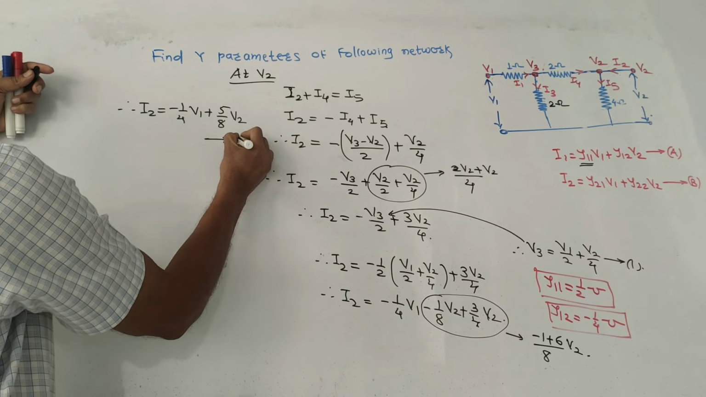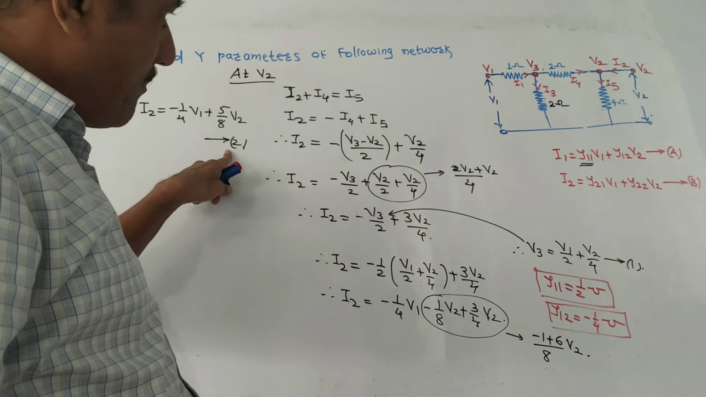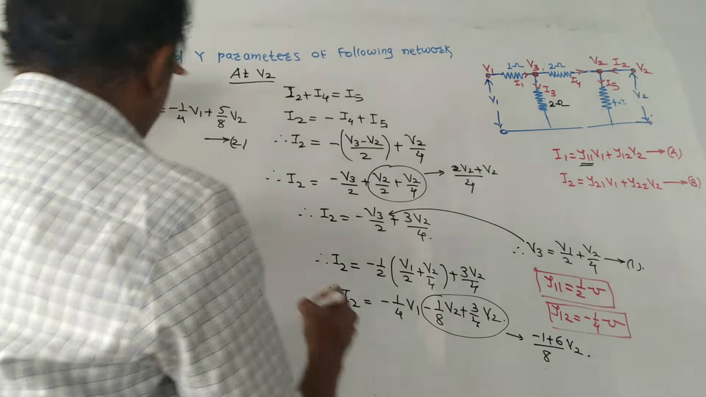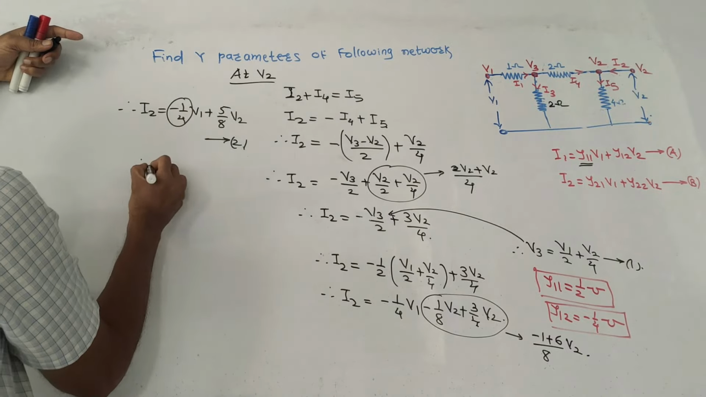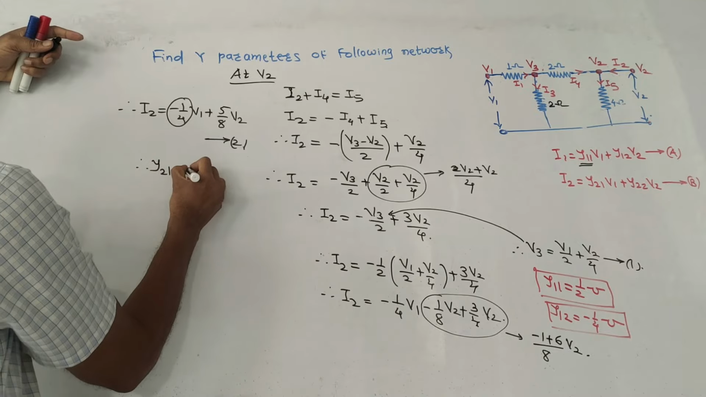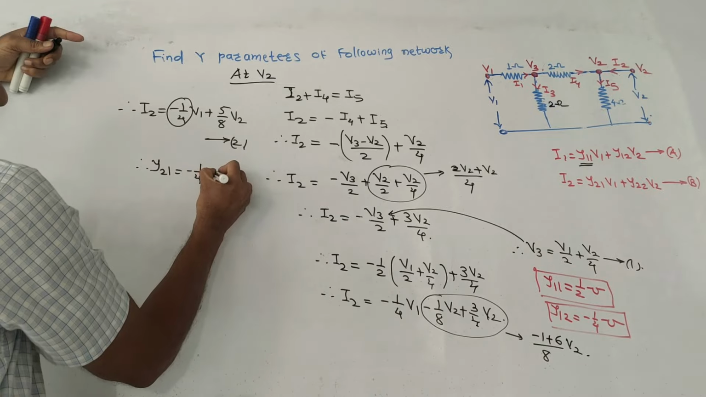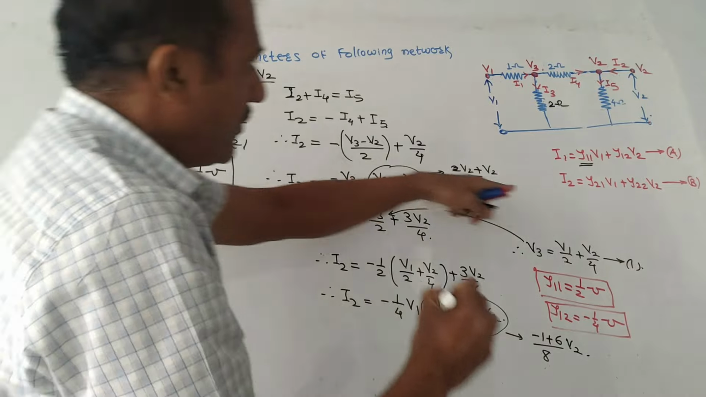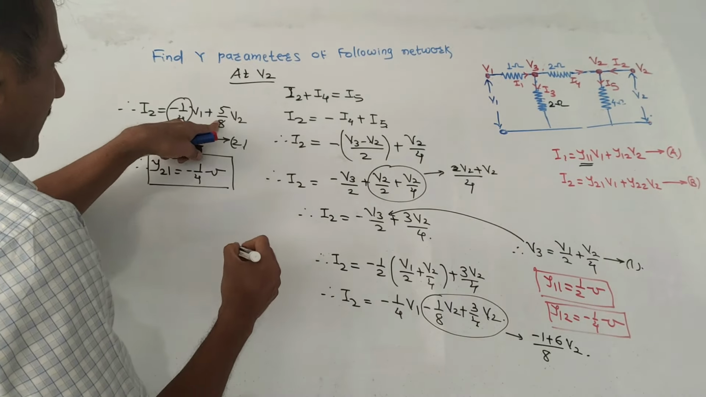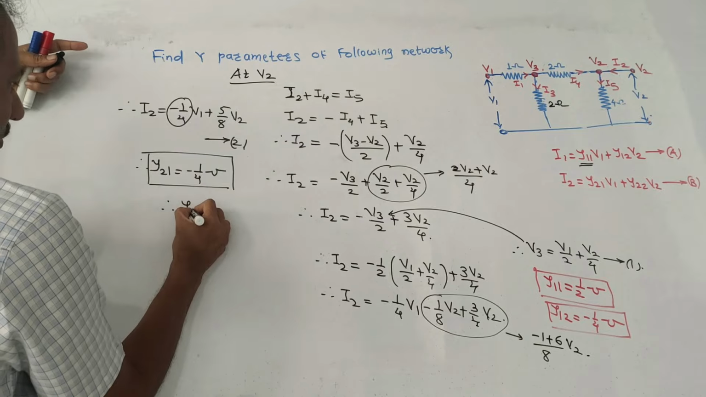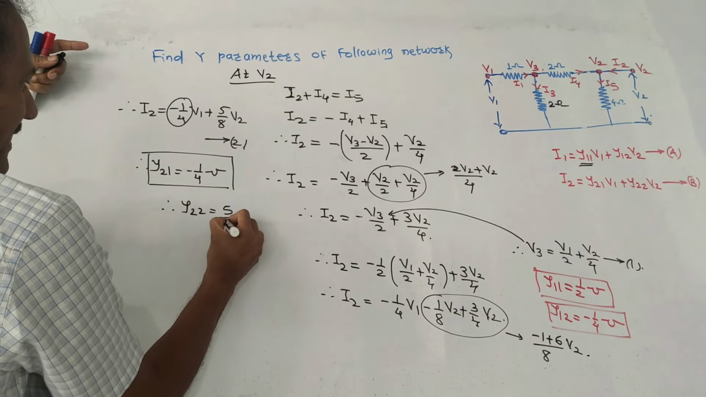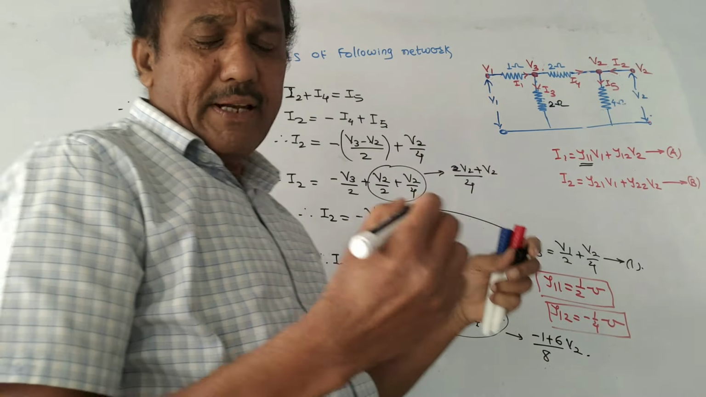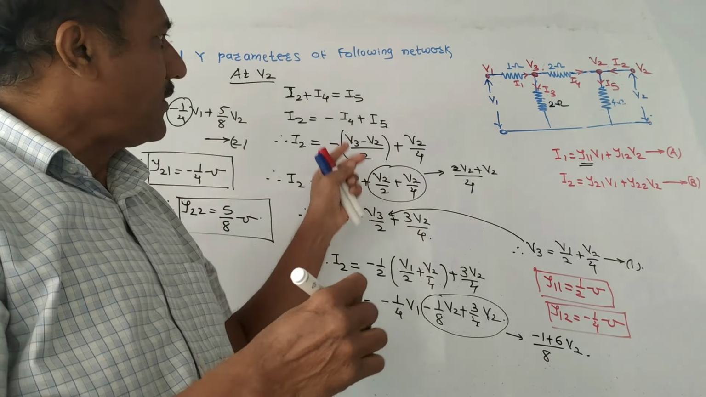Say equation number 3. Now compare this equation with equation B. We have Y21 over here. This term is minus 1 by 4. Therefore, I can write Y21 is minus 1 by 4 mho. This is the answer of Y21. Next, the term with V2, we have Y22. Here we have 5 by 8. Therefore, Y22 is equal to 5 by 8 mho. So, using simple KCL, we can calculate the Y parameters of any given network.